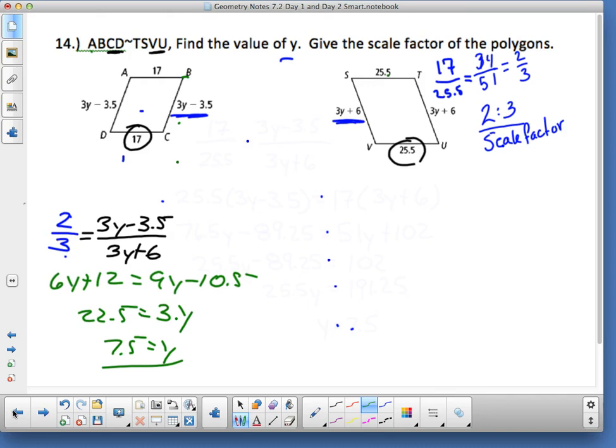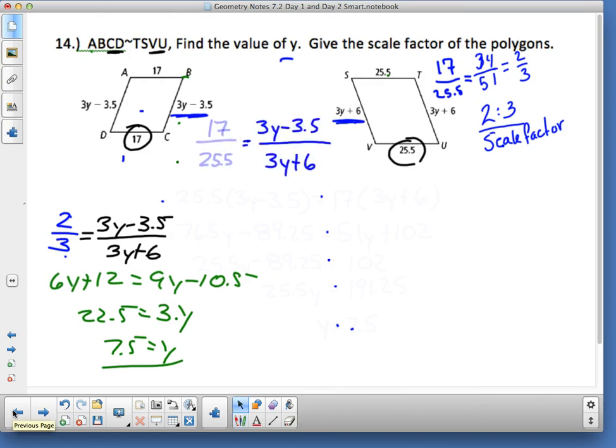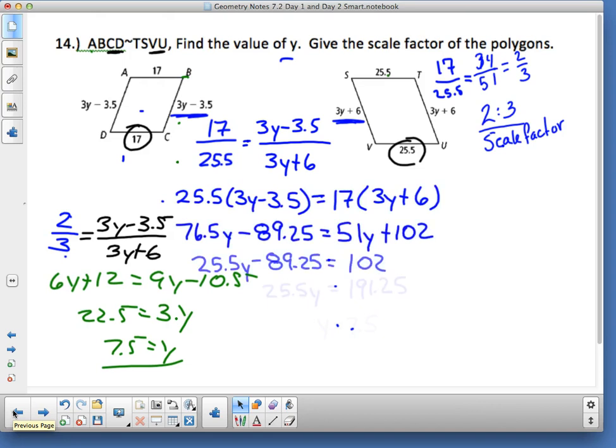Now, here's the deal. If I chose not to do that, we all knew that 17 was the 25.5. That's what we started with, right? This is how ugly that cross product gets. Which one would you prefer? Isn't it nicer to see that scale factor used to help us out? So make sure you recognize it.